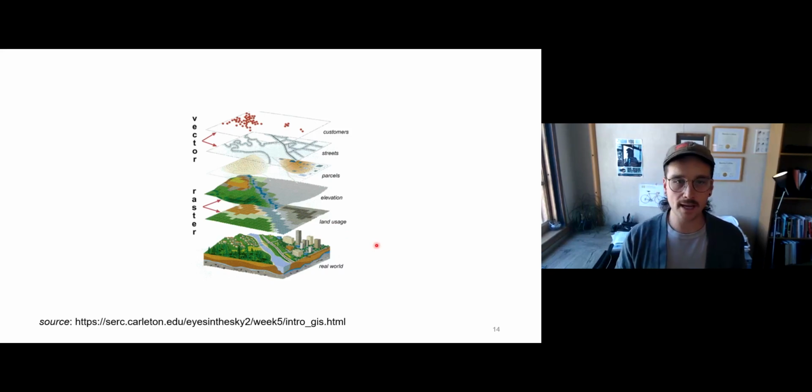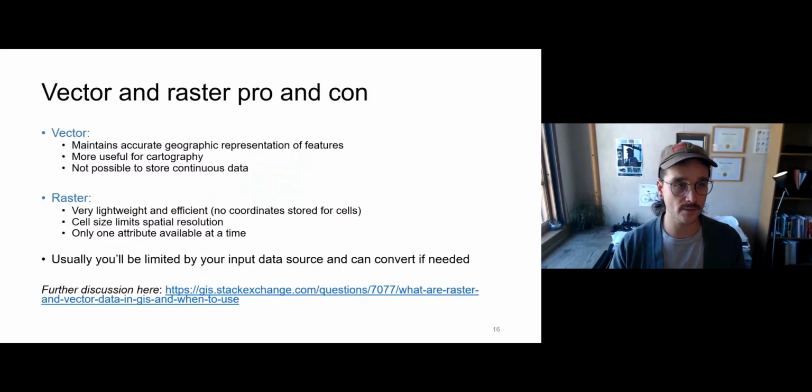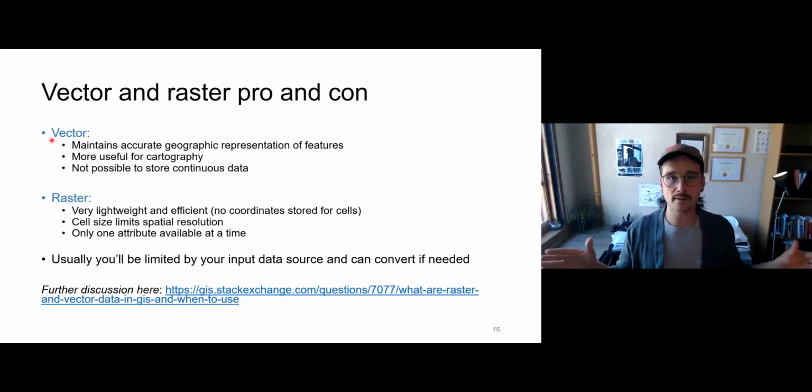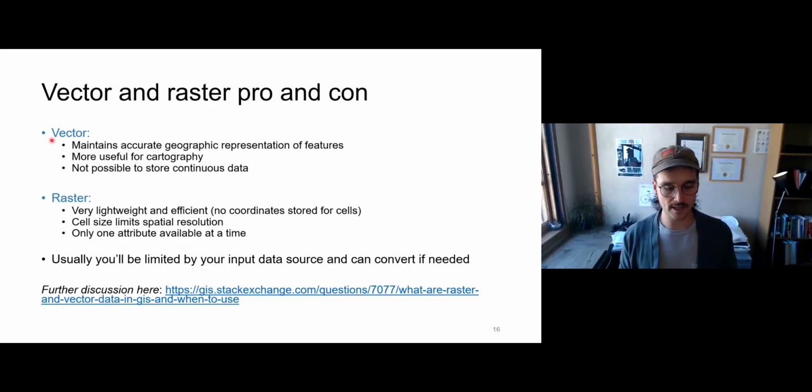So the type of data set you're going to use is often going to depend on the phenomenon that you're studying and your analysis needs. But there are some pros and cons associated with each. So vectors are nice because they maintain accurate geographic representation of the features. All that means is that we have explicit latitude and longitude coordinates for all of the things in our vector data.